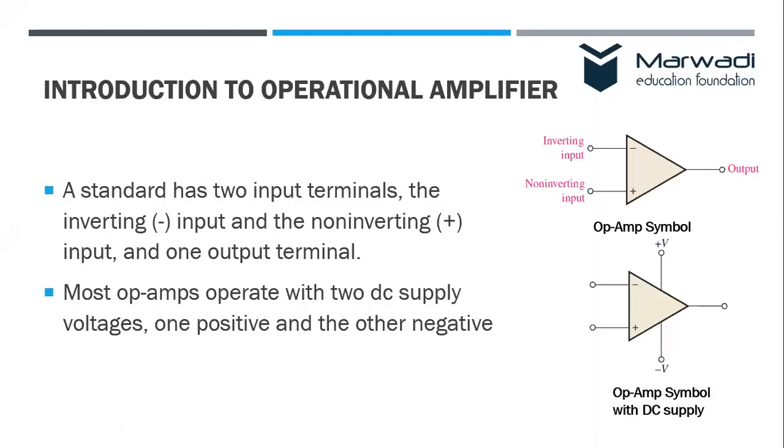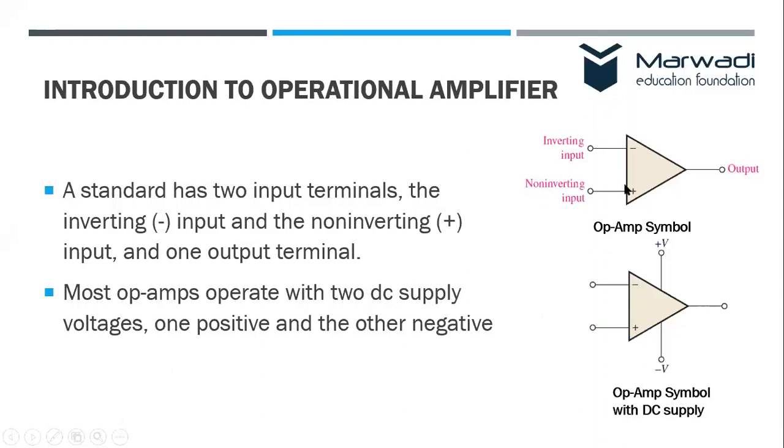Operational amplifier means you can operate on the signal. You can add two signals, you can subtract two signals, you can differentiate signals, you can integrate signals. That means you can perform basic mathematical operations using this operational amplifier. That's why we call it operational amplifier, or in short we call it op amp.